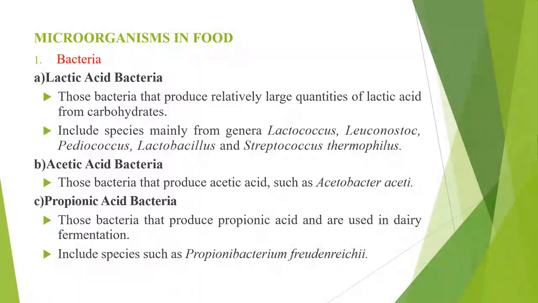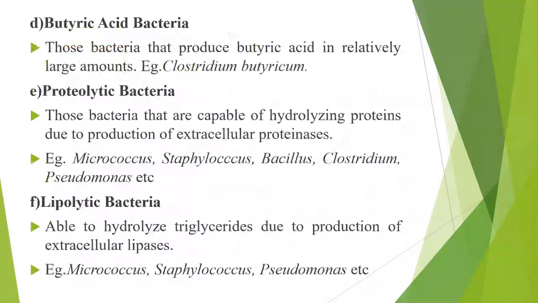And the second group is the acetic acid bacteria, and these are the group of bacteria that have the ability to produce acetic acid. One example is Acetobacter aceti. Third one is the propionic acid bacteria, and these are the group of bacteria that will produce propionic acid, and they are mainly used in dairy fermentation. They are mainly used in the production of many dairy products. One example is Propionibacterium freudenreichii.